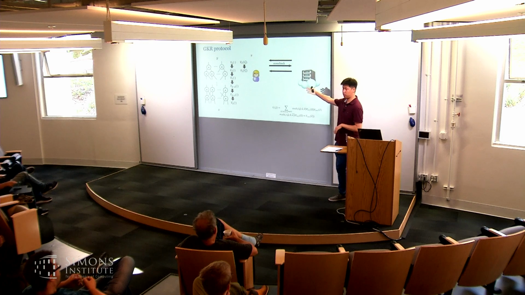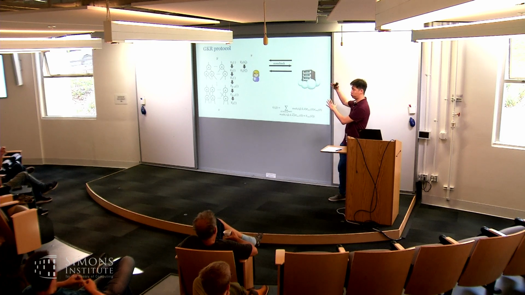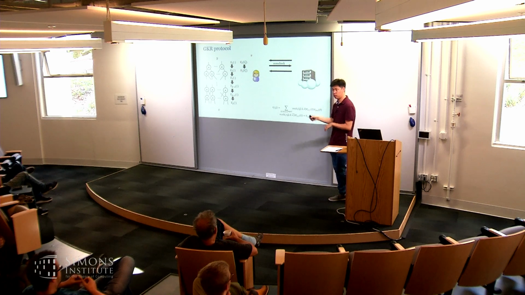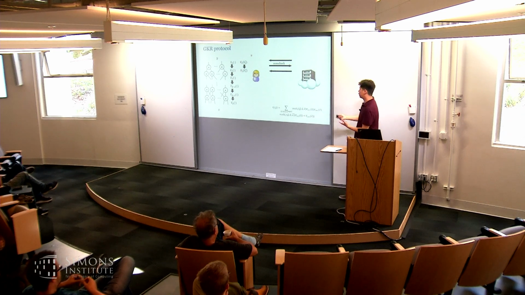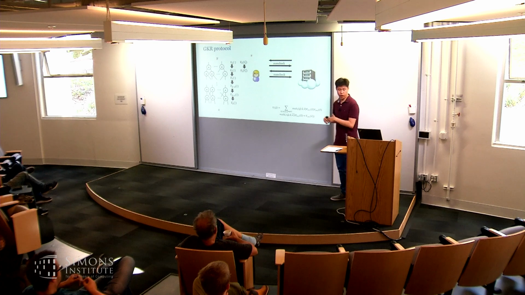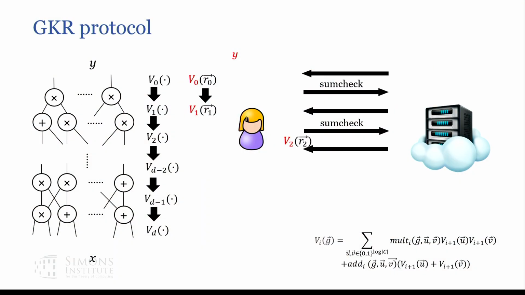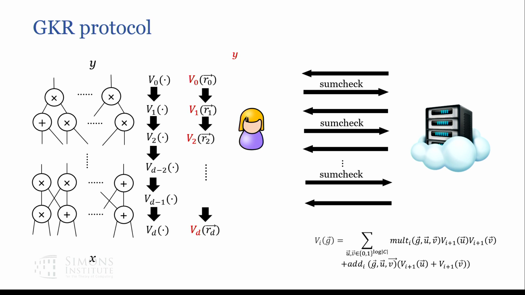So this is a reduction of the correctness of the output to an evaluation about the values for one layer below that. Following this idea, we can just run one sumcheck for every layer of the circuit like this, and eventually the verifier can reduce the claim about the output to a claim about the evaluation of the input polynomial at a location chosen by the verifier. So this is the whole reduction in the GKR protocol.